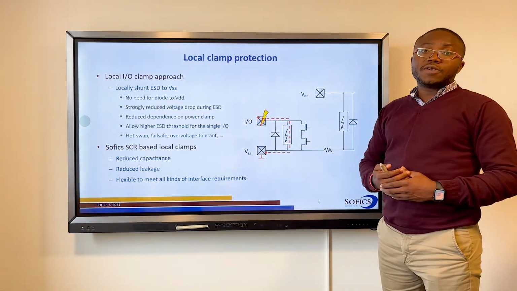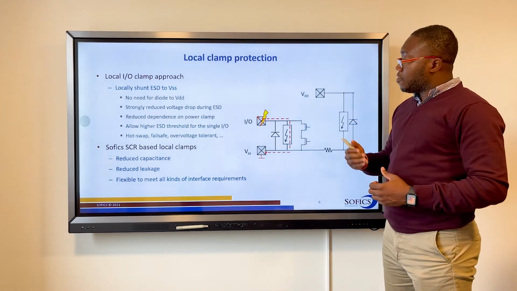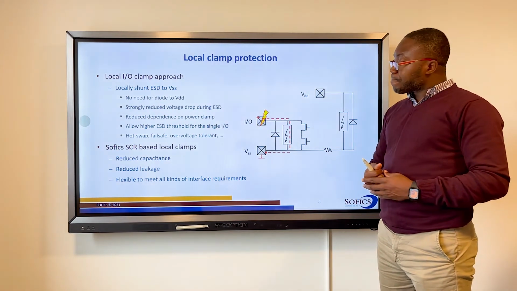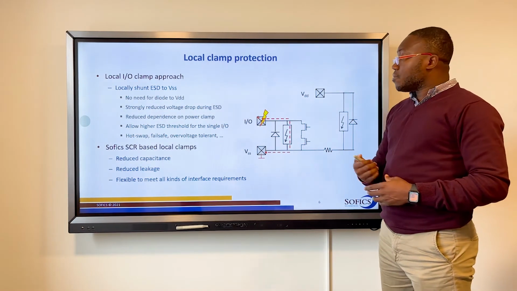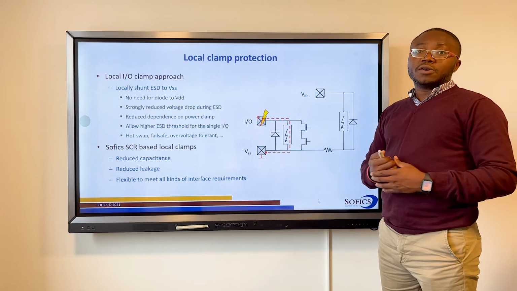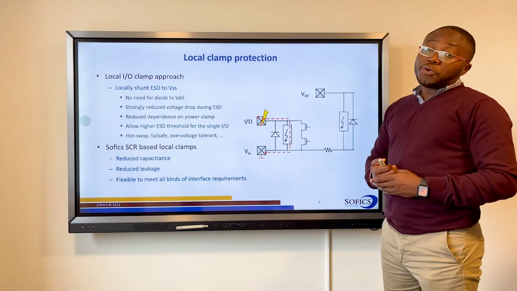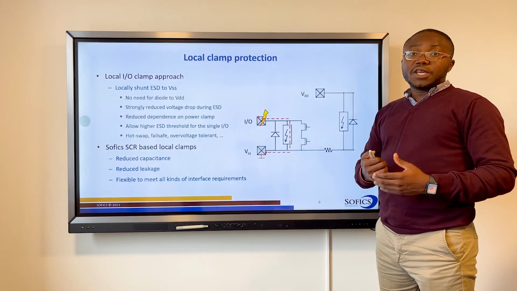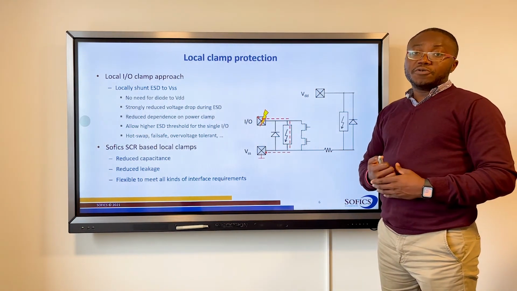Local clamps realized with silicon-controlled rectifiers have several benefits. First, we have a much reduced dependence on the bus resistance. Second, we have high-speed operation, which is enabled. For example, SOFICS has several examples where we really drastically reduce the parasitic capacitance. Third, we have a much lower voltage drop during ESD stress. And finally, we have the possibility to separately optimize the ESD protection for each IO.